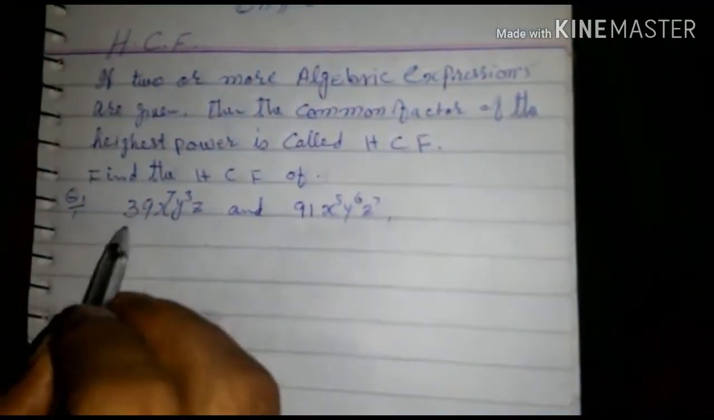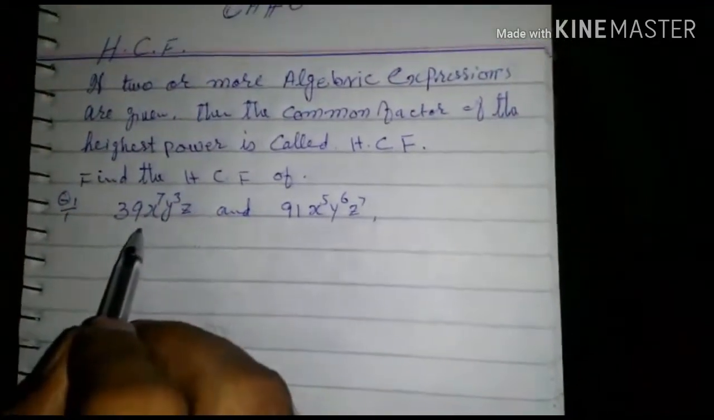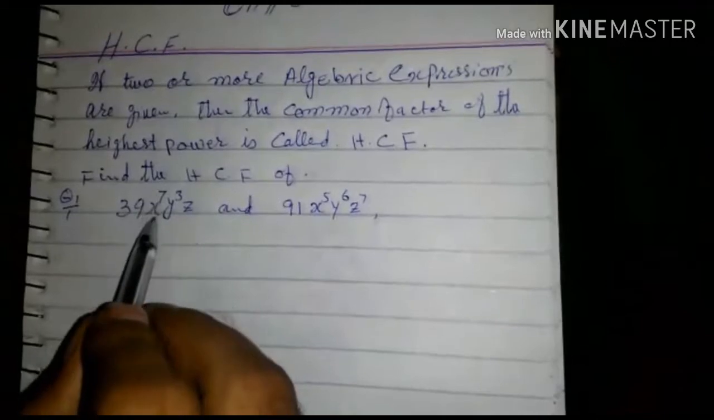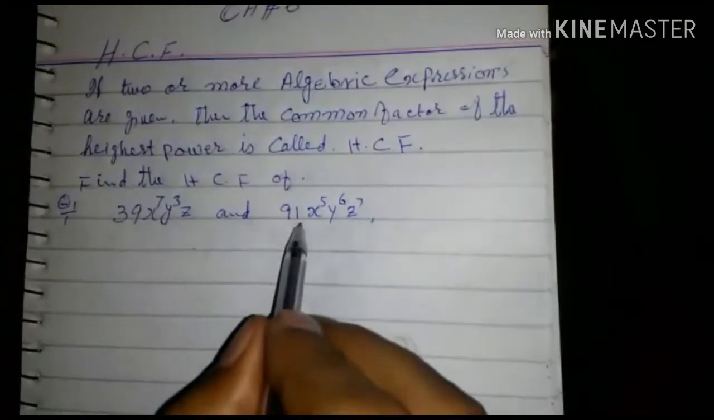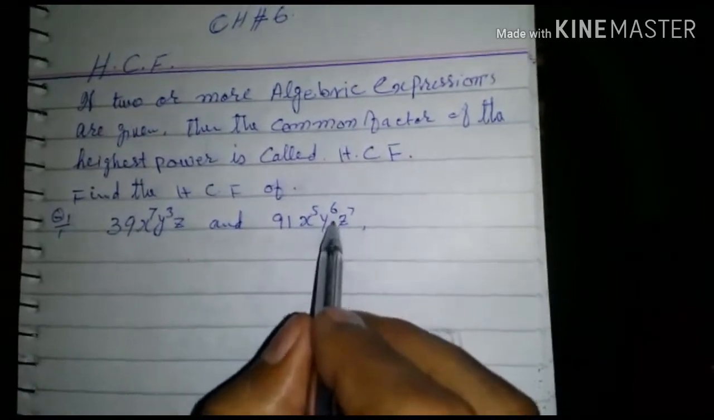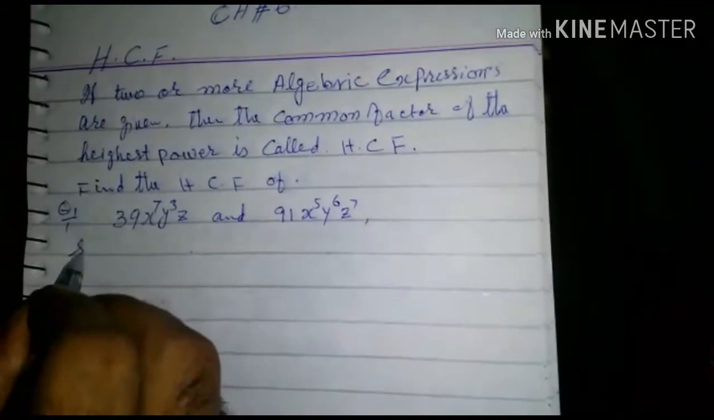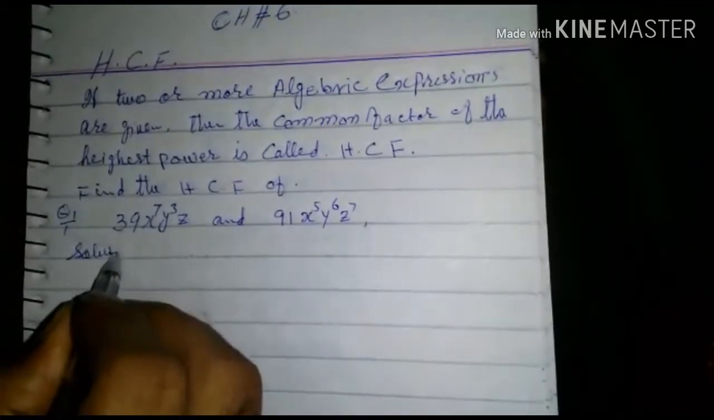Now here we have a question. Find the HCF of the given expressions 39 x to the power 7 y to the power 3 z and 91 x to the power 5 y to the power 6 z to the power 7. Solution.